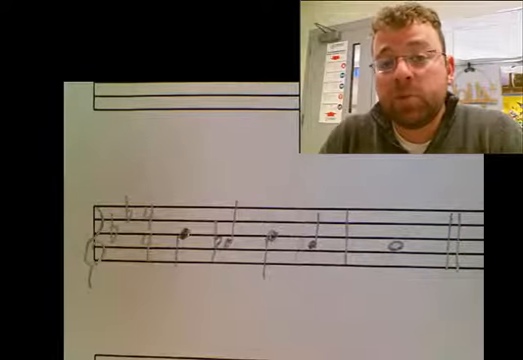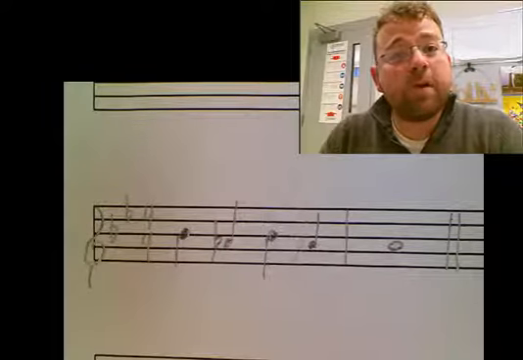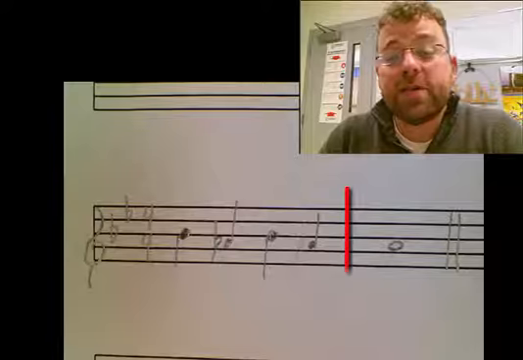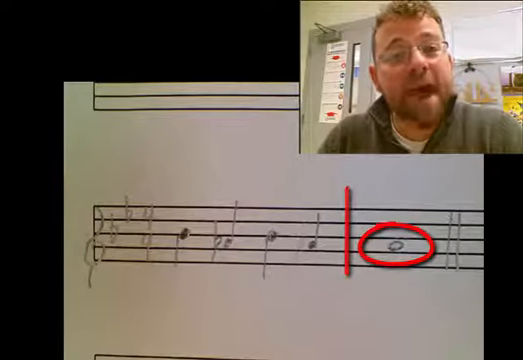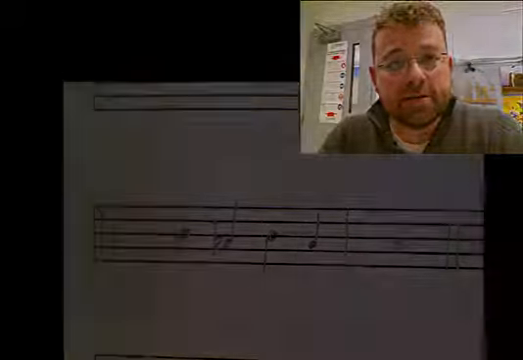Now, accidentals don't carry over bar lines. So the A in the following measure is an A natural. It goes back to what the key signature tells us.